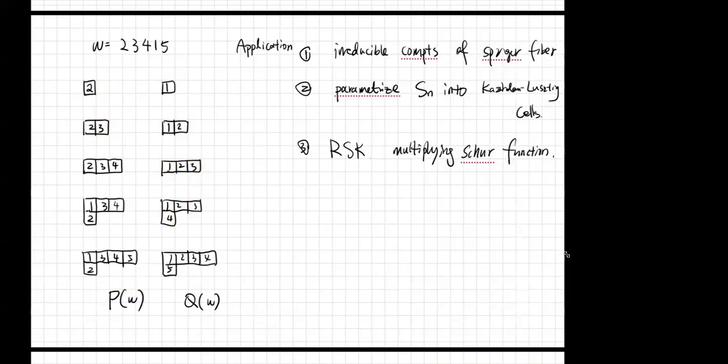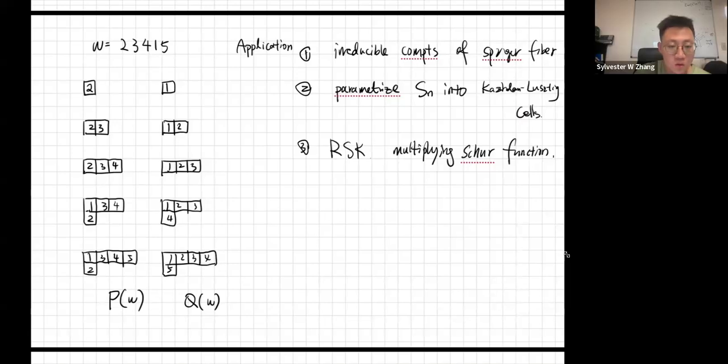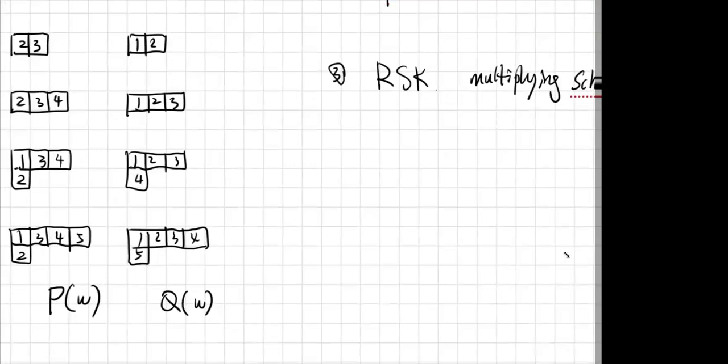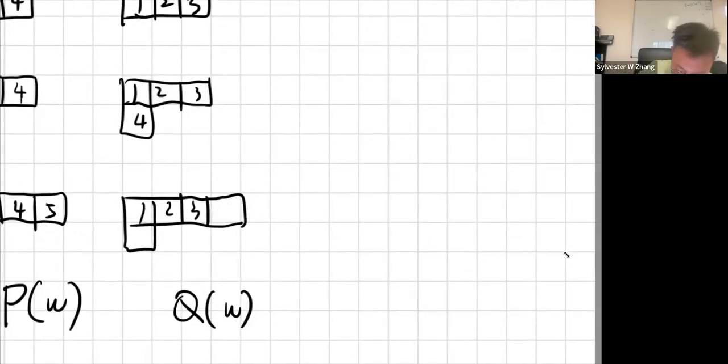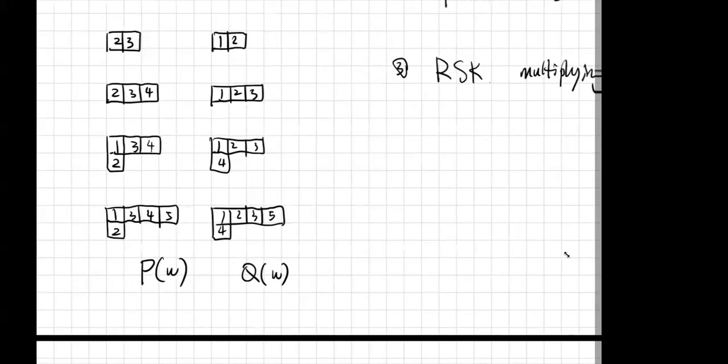In the last tableau, the 4 and 5 are swapped. Oh, my bad. That's a typo. Okay. Thank you. So 4 is here, and then the new box is here. So this guy should be 5. Okay, thank you very much.